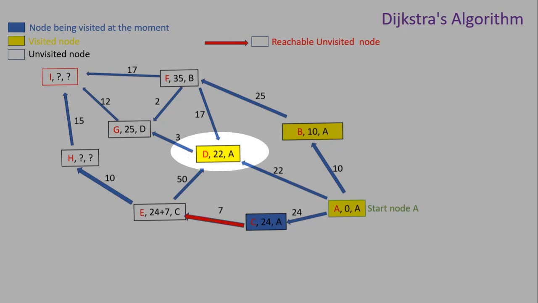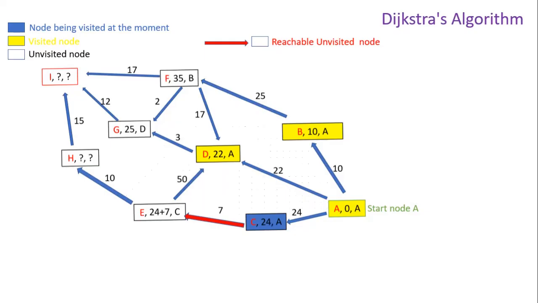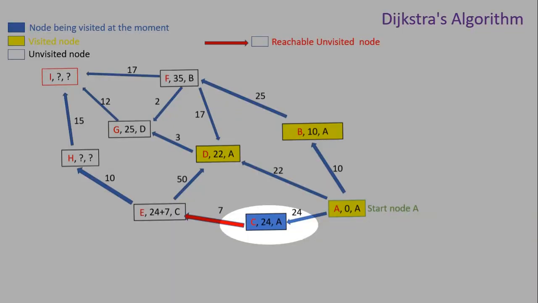Now we mark D as visited. We compare the best cost of the unvisited nodes. C has the smallest value, so we visit node C. Node C has one unvisited reachable node, node E. E has the best cost unknown, so we replace it with the best cost of C, which is 24, plus the edge length that connects them, which is 7, equals 31. Accordingly we should replace the previous node, which is here unknown, with the node we come from to reach this node, which is C.